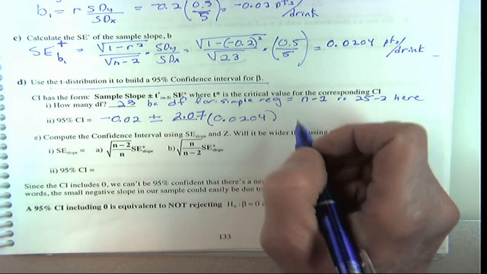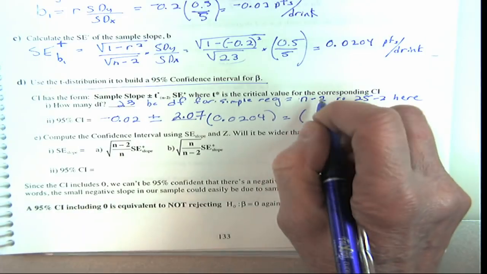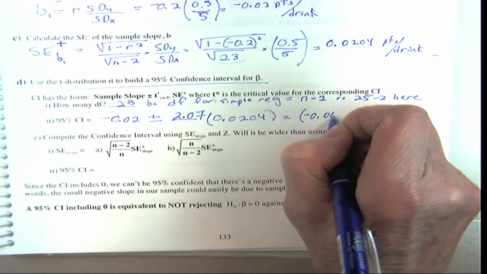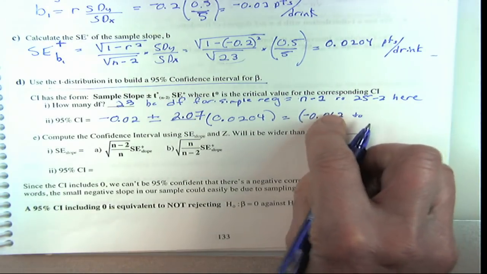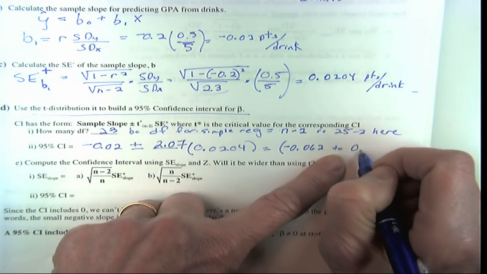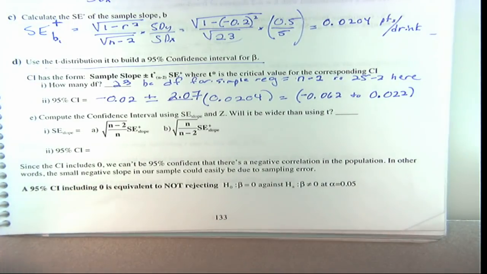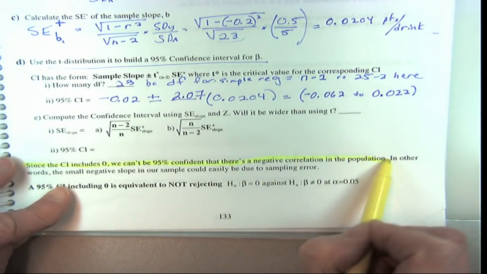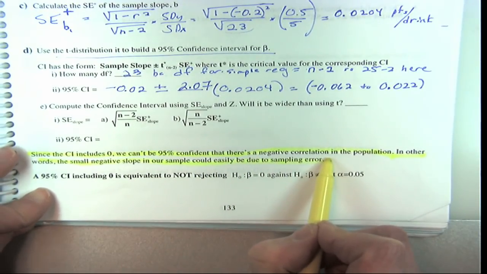2.07. All right, and I added and subtracted that, and I'm doing it out because I want to show you that it includes 0. So I got negative 0.062, and the upper limit is not negative. We're wondering whether it has a negative slope in the whole population, but it extends all the way into the positives, into 0.022. So our confidence interval includes 0. That means we can't be 95% confident that there's a negative correlation in the population. In other words, a small negative slope in our sample could easily be due to sampling error.